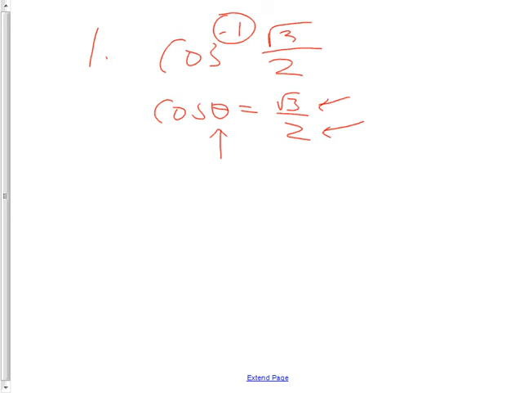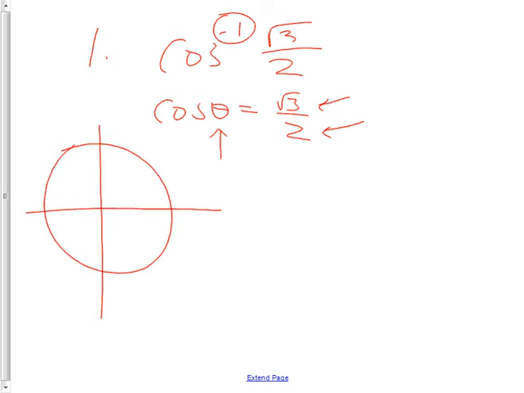Does root 3 over 2 sound like one of those triangles we knew? Yes, and therefore, a good Minnesotan answer. Oh yeah, you betcha. Pass the tapioca.